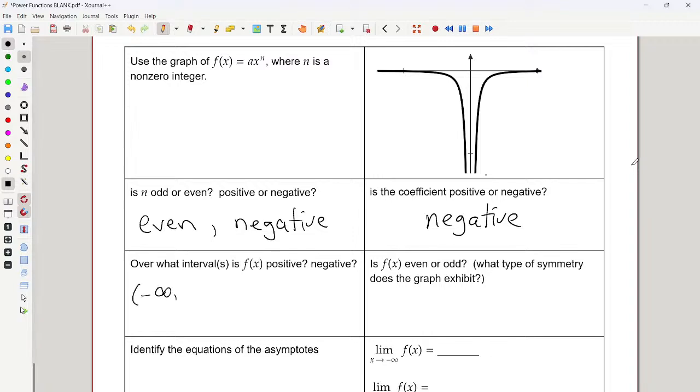Negative infinity to 0, 0 to infinity. But there's no output at 0. So don't say at 0, because that would assume there's a y value that's negative. There is no output there.